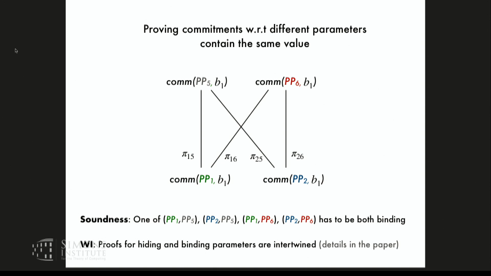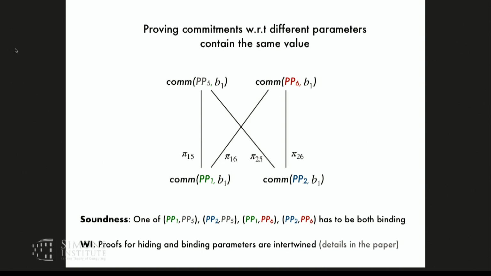The witness indistinguishability is going to be tricky because if you go back to the GOS proof, the way they prove witness indistinguishability is arguing for hiding and binding parameters separately. But the problem here is that these proofs are going to be intertwined, so it's unclear how you would switch from one witness to another witness here. Okay? So I'm not going to have time to describe the details of this construction. If you're interested, I can talk to you offline.